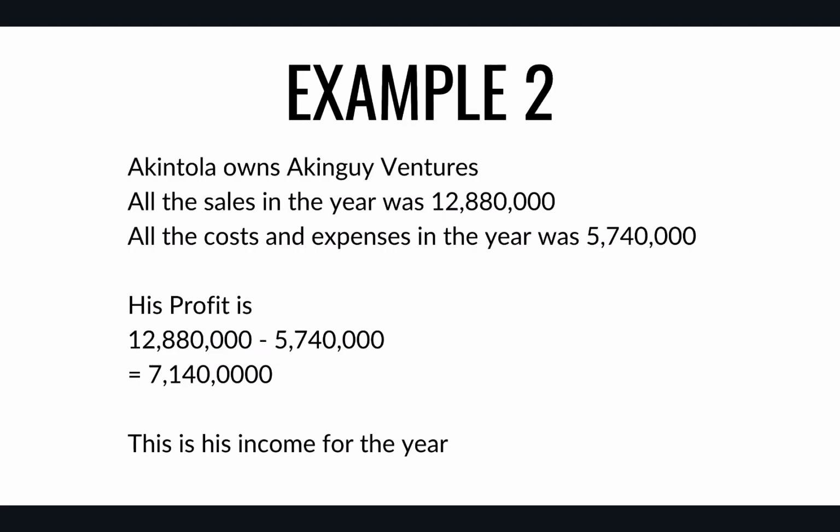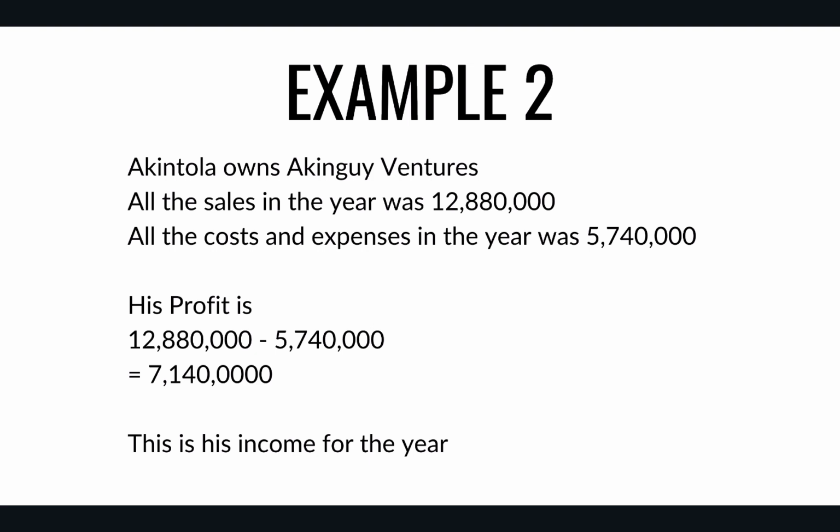Now let's look at example 2. In example 2, we are discussing Akintola. Akintola owns a business name, an enterprise called Akinje Ventures. All the sales he made in the year was 12,880,000. All his costs and expenses in the year was 5,740,000. Then we go ahead to calculate his profit, and we get 7,140,000. And this is his income for the year.